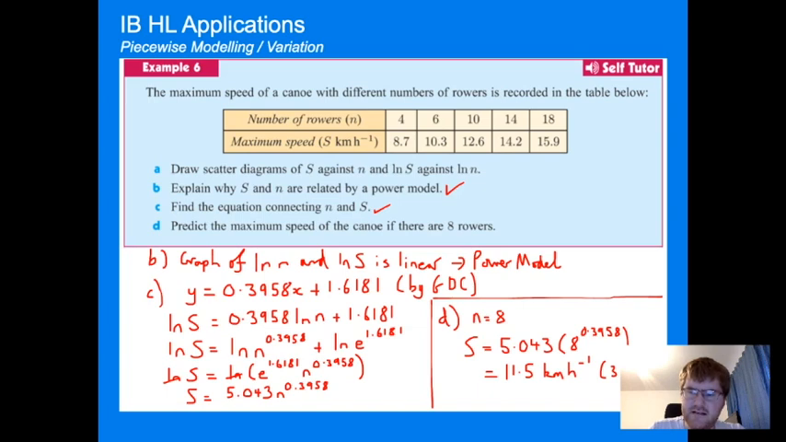And if we look at the data, that kind of makes sense. It should be somewhere in between here. It's not linear, so it's not going to be halfway between, but it's only going to be in between 10.3 and 12.6. And because we're interpolating, so what that means is this value n equals 8 lies within the data set, then it's quite a reliable prediction. If it lied outside, so say we looked for this for 20 rowers, for example, then it wouldn't be such a reliable value from our model.